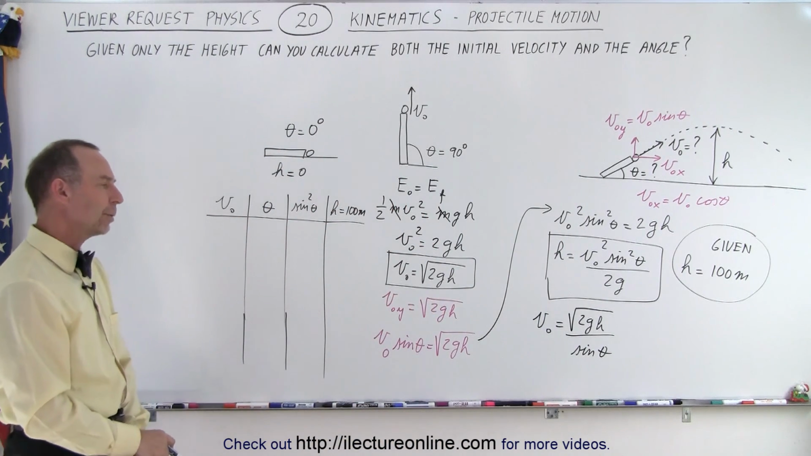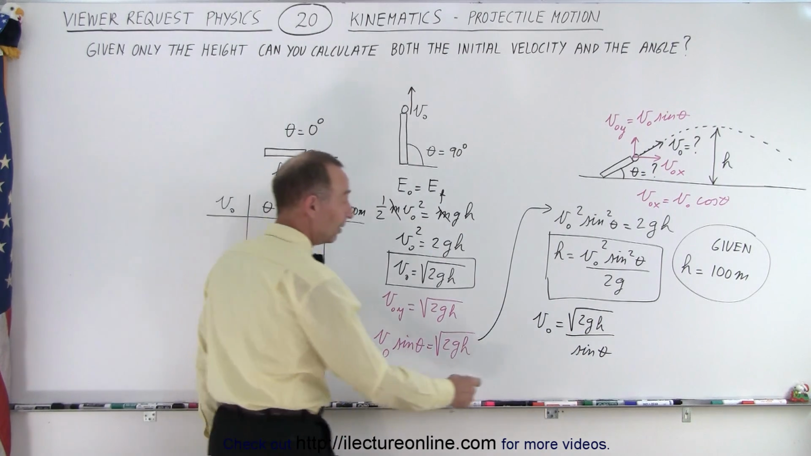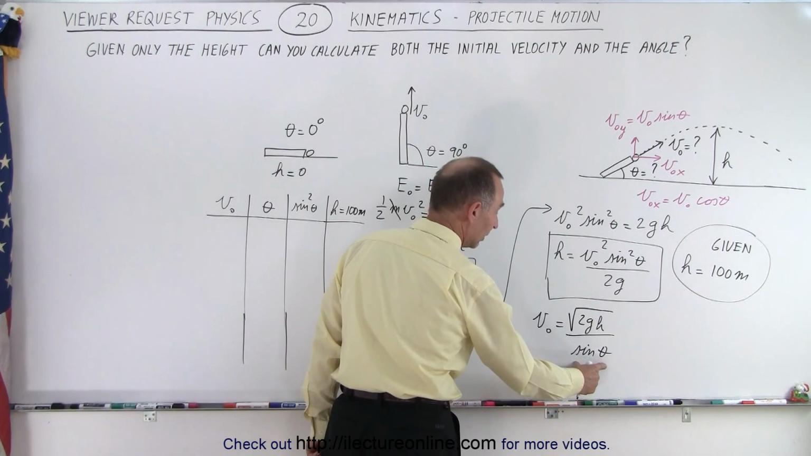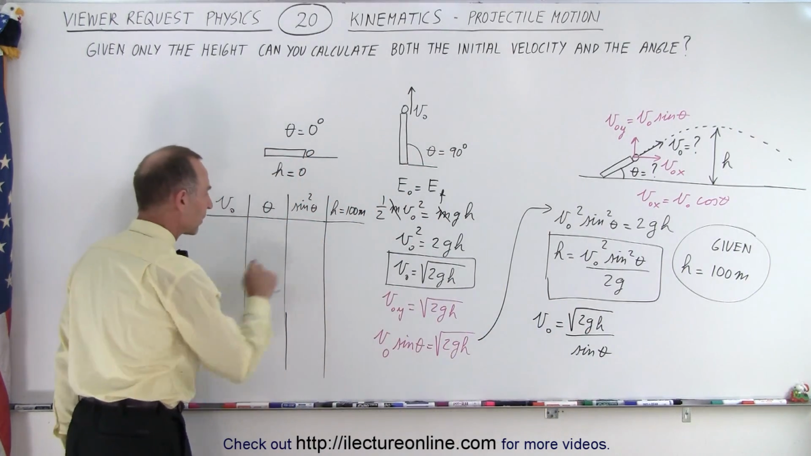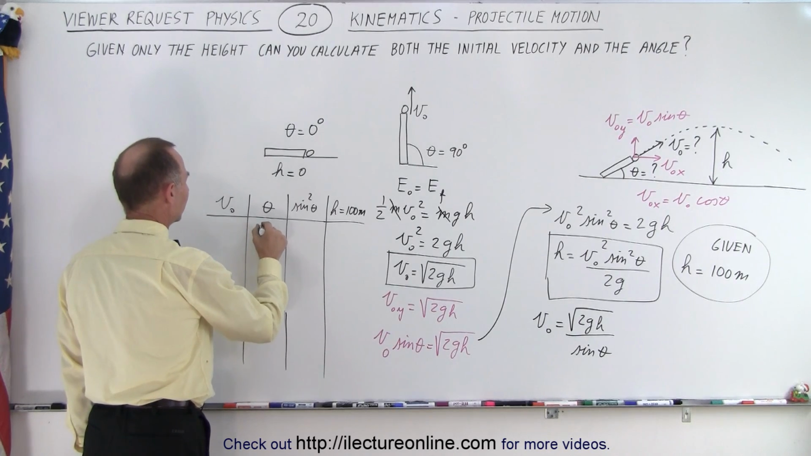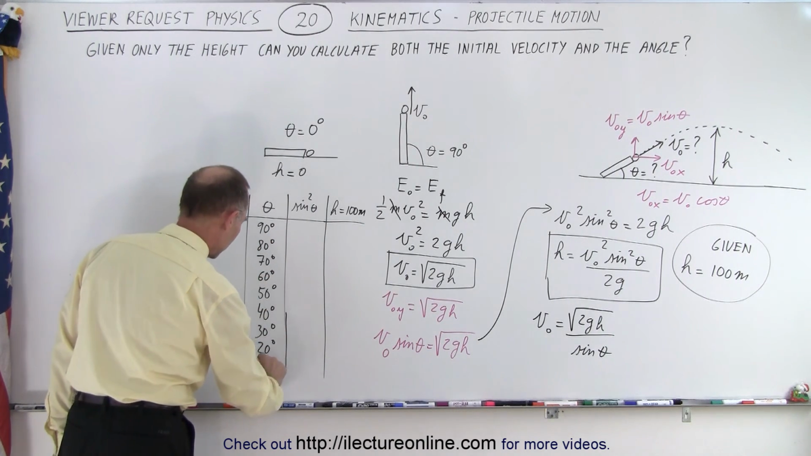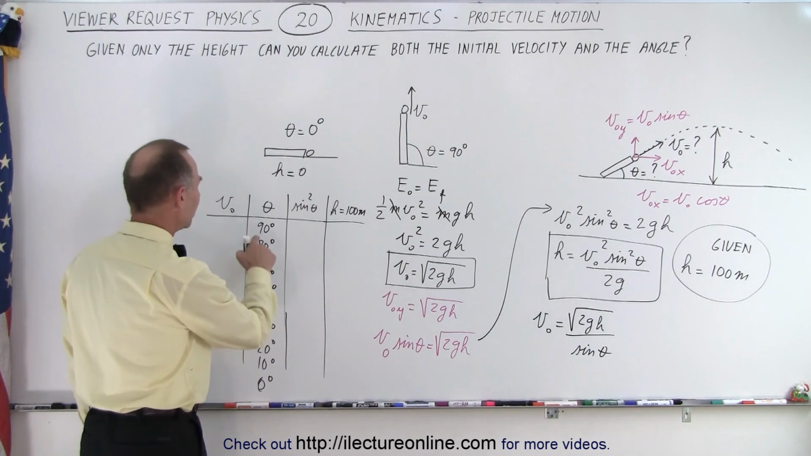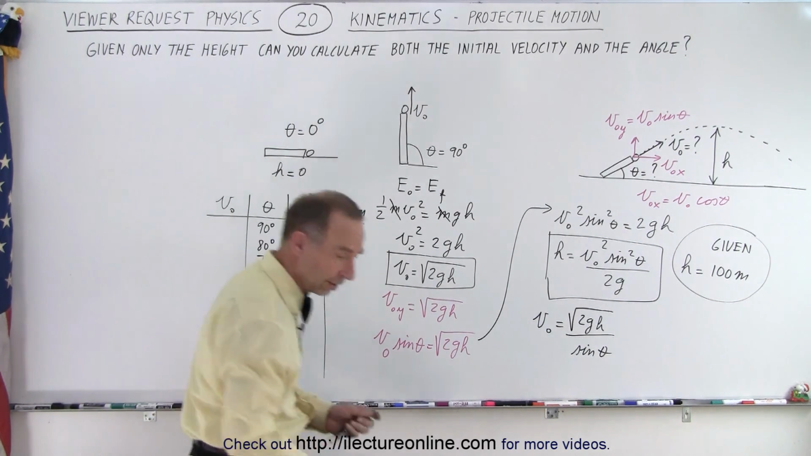Depending upon what angle we use, we're going to need a different velocity. If the angle is 90 degrees, that's the sine of theta equals 1. Then we get v sub naught equals that, which is what we calculated here. All right, so let's plug in angles: at 90 degrees, at 80 degrees. We already know the answer for 90 degrees, except we didn't use 100 meters.